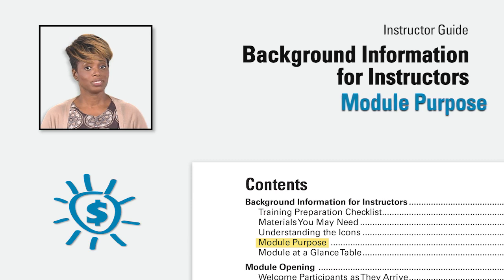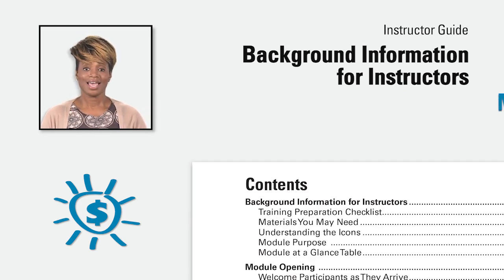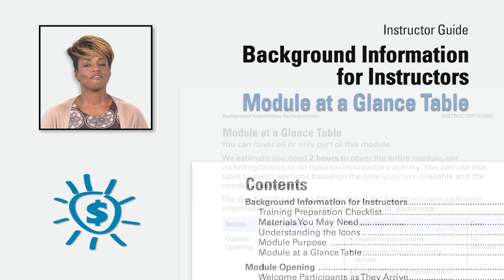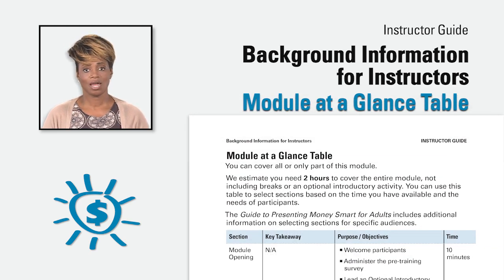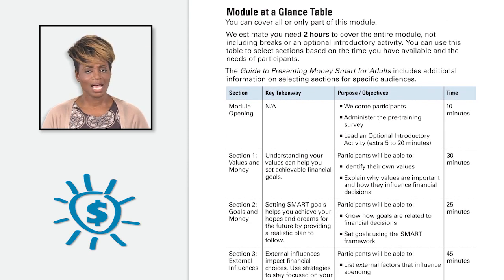The next 2 parts in Background Information for Instructors are unique to each specific module. First, Module Purpose lists the main topics covered in that module. And second, the Module at a Glance table provides the estimated time to cover the entire module, as well as key takeaways, purpose and objectives, and time estimates for each section in the module. For example, Module 1's Module at a Glance table estimates about 2 hours to cover the material, not including breaks or an optional introductory activity. It's just an estimate though, as your training session may go faster or slower.